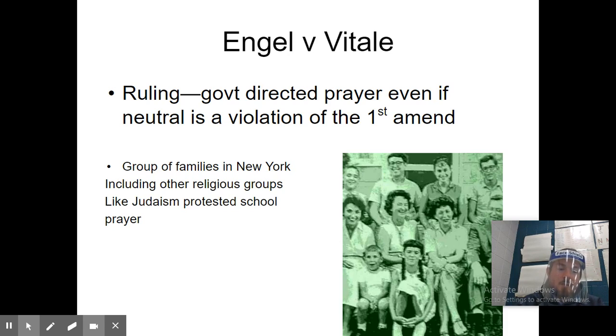This came about because there were groups of families in New York who were parts of other religious groups other than Christianity, but Christianity as well was being prayed in school.